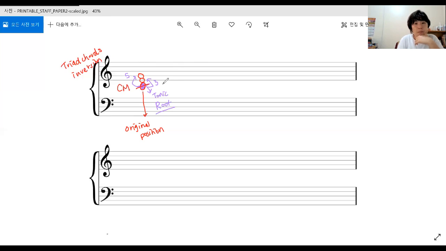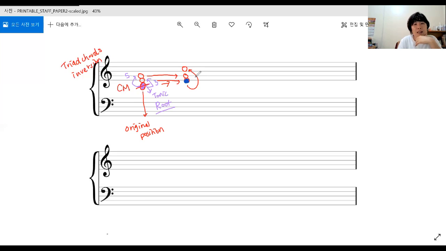So the C goes to the top, and the E and G still remain. E and G remain, but only C goes to the top, okay? So the position is changed, right? And then a little bit later, E was like, no way, this is not fair. I want to go to the top too. I'm not going to support you guys. I'm sick and tired, right?